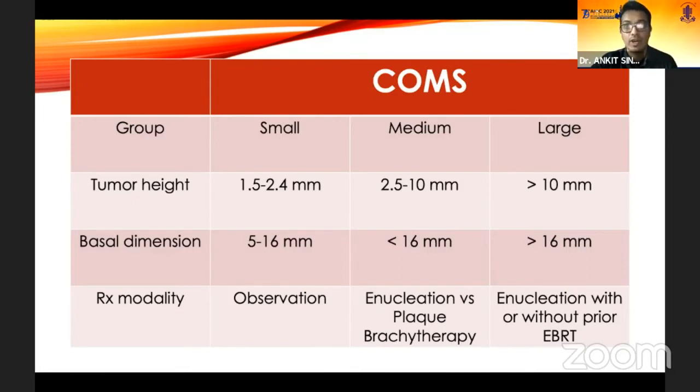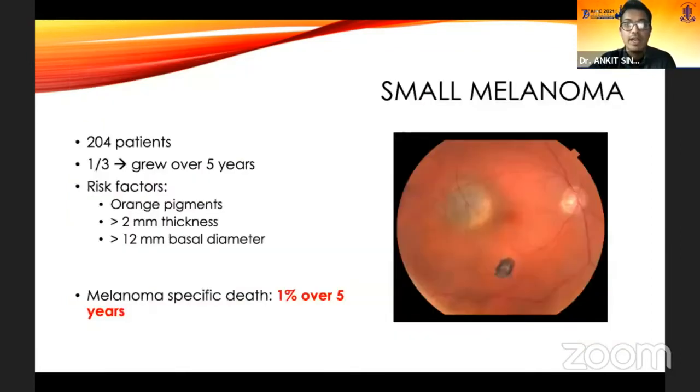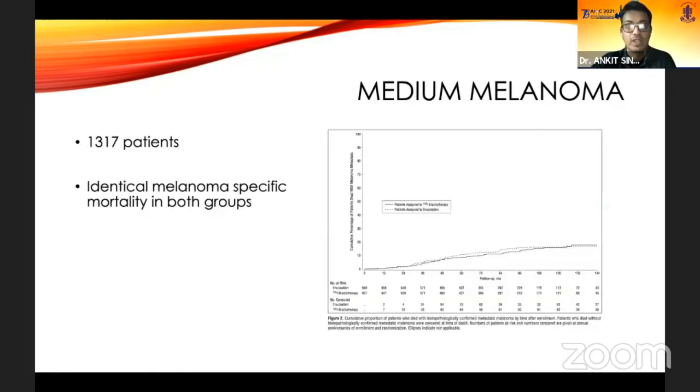In the small melanoma group, they found that on observation, 1/3 grew over 5 years and 2/3 did not change at all. The risk factors for growth were presence of orange pigment, more than 2 millimeters of thickness, and more than 12 millimeters of basal dimension. Melanoma-specific mortality was found to be 1% over 5 years.